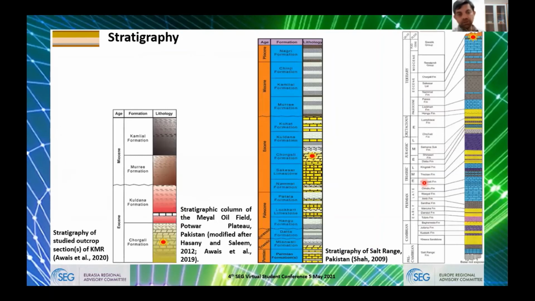Stratigraphy. The present study area belongs to the Hazara Murat range, which is part of the Potwar Plateau, the Meyal oil field, and the Salt Range. To the left, we have the outcrop stratigraphy of the Murat range, which consists of Eocene and Miocene succession. In the middle, we have the stratigraphy of the subsurface Meyal oil field, which ranges from Permian to the Pliocene succession. To the extreme right, we have the generalized stratigraphy of the Salt Range and Potwar Plateau, which ranges from the Precambrian Salt Range Formation to the recent sediment. The present target formation in each of the stratigraphic sections is marked by red stars.